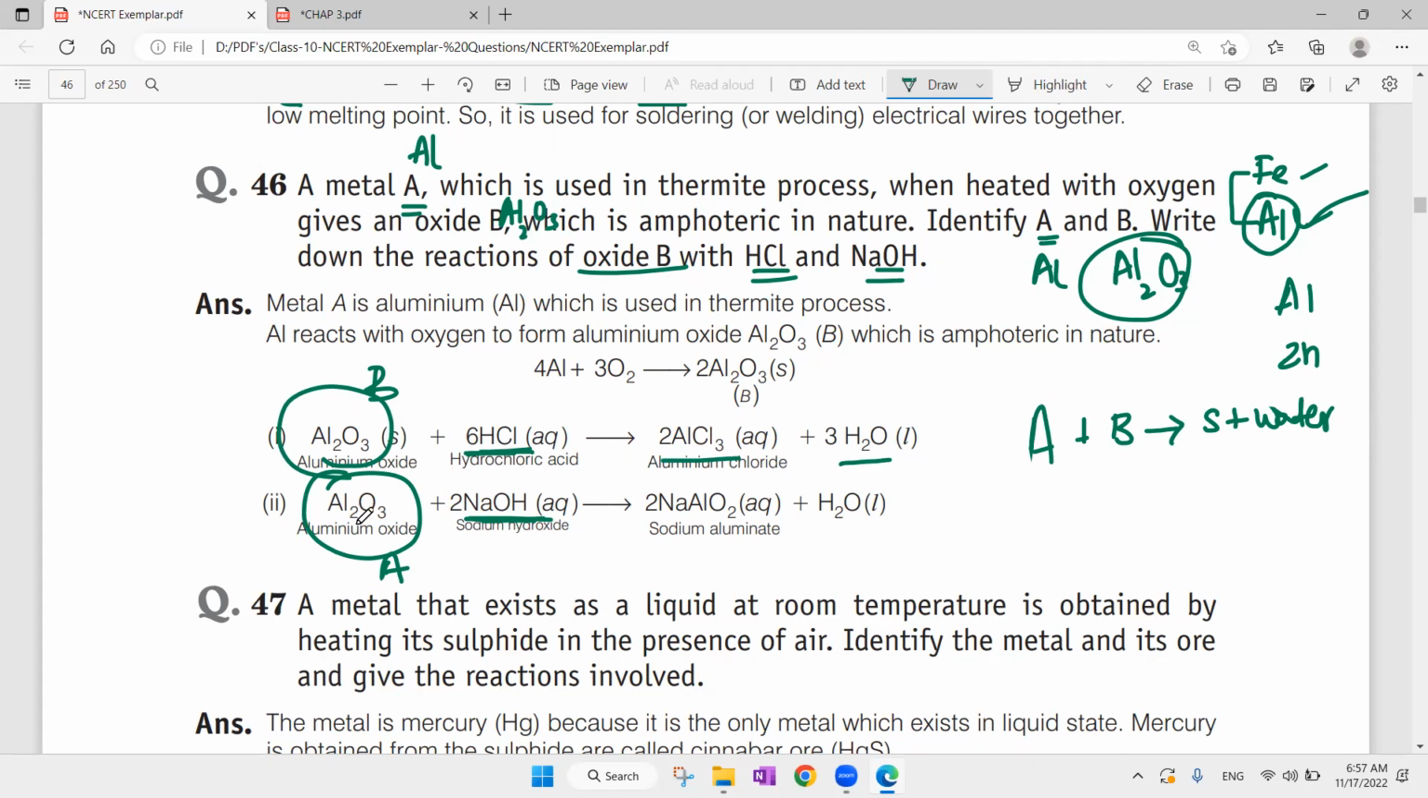Sir, Al2O3 is reacting with base. Yes, please. AlCl3 is basic salt, no, sir? Yeah, it is basic salt.